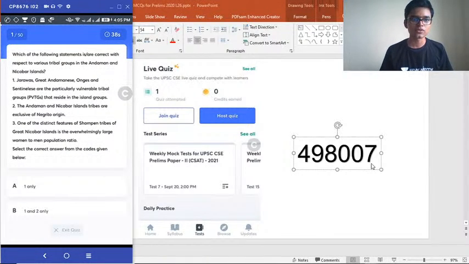So yeah, first question is on the board. Which of the following statements is or are correct with respect to various tribal groups in Andaman and Nicobar Islands? Jarawas, Great Andamanese, Onges and Sentinelese are the PVTGs that reside in the island groups. The Andaman and Nicobar Islands tribes are exclusively of Negrito origin. One of the distinct features of Shompen tribes of Great Nicobar Islands is the overwhelmingly large women to men population. Choose the correct answer.